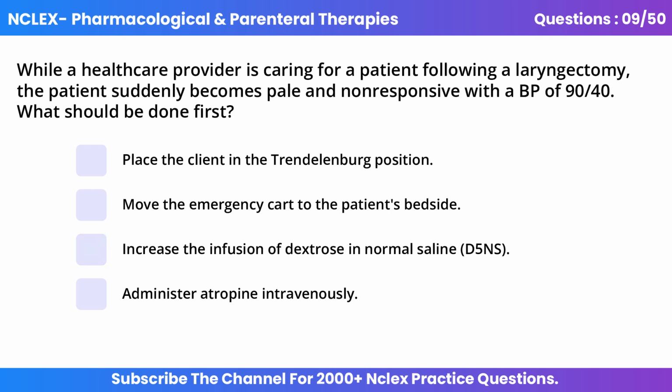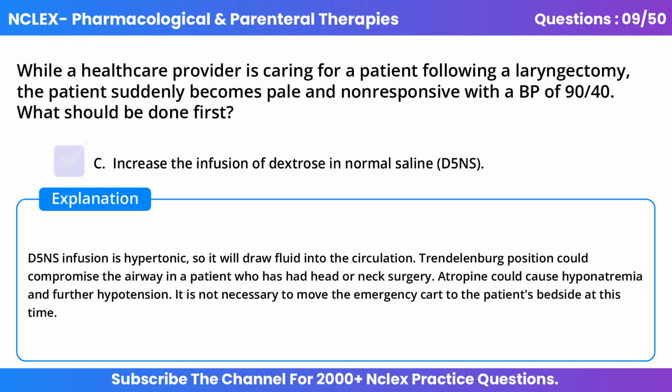C. Increase the infusion of dextrose in normal saline, D5NS. D5NS infusion is hypertonic, so it will draw fluid into the circulation. Trendelenburg position could compromise the airway in a patient who has had head or neck surgery. Atropine could cause hyponatremia and further hypertension. It is not necessary to move the emergency cart to the patient's bedside at this time.